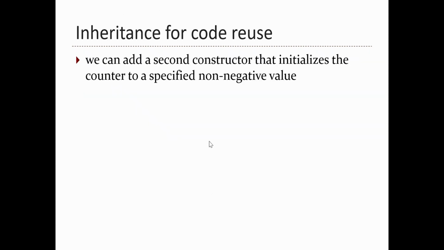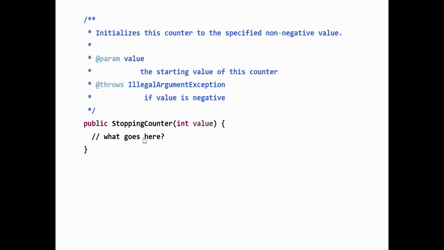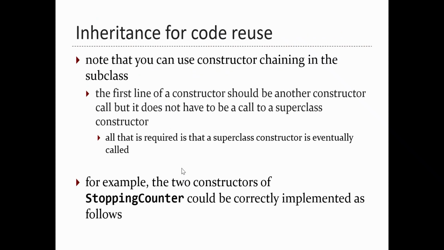Okay, so I can add a second constructor that initializes the counter to a specified non-negative value. So I can create a stopping counter constructor that sets it to that value. So what goes here? Well, lots of things can go here. I can call the superclass no argument constructor, or I can call the superclass constructor that sets the value to this value. Or I can just write this.value equals value. They're all legal and potentially correct. But you can actually do a fourth thing. You can use constructor chaining in this example.